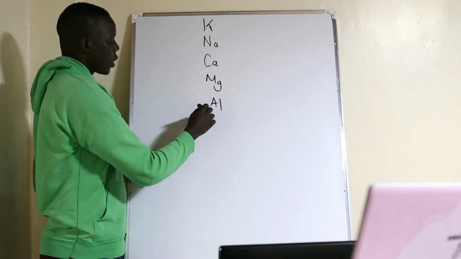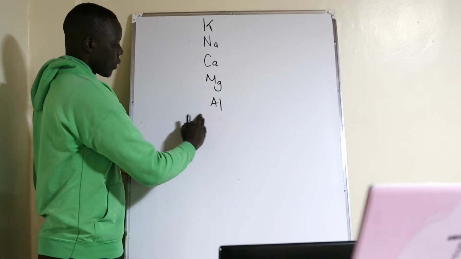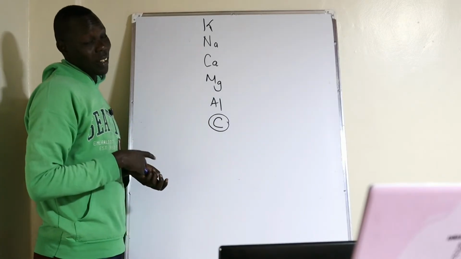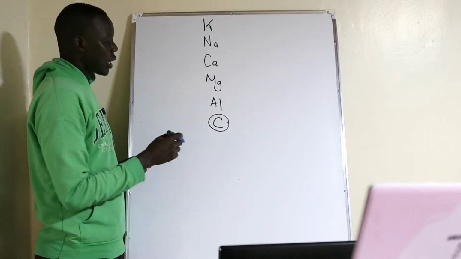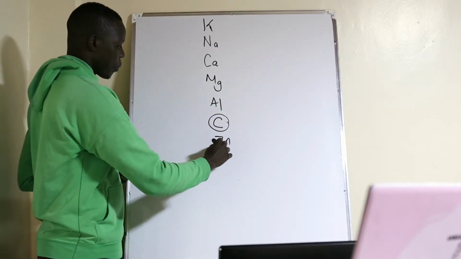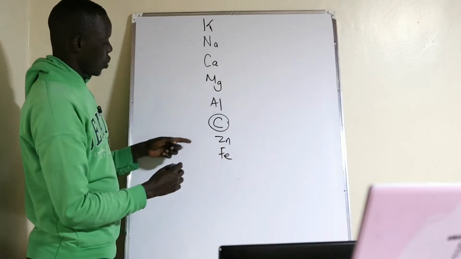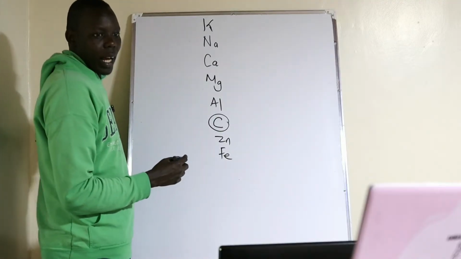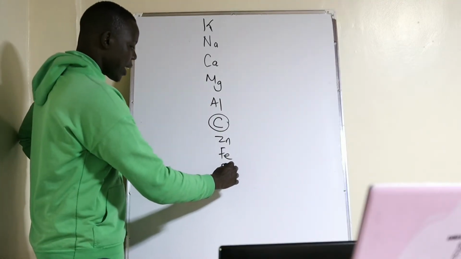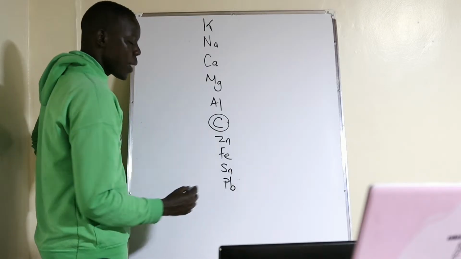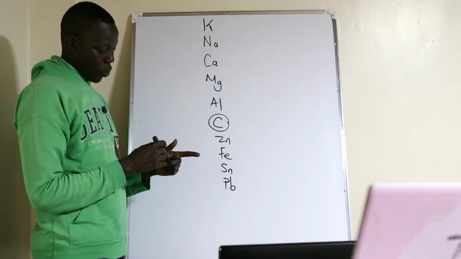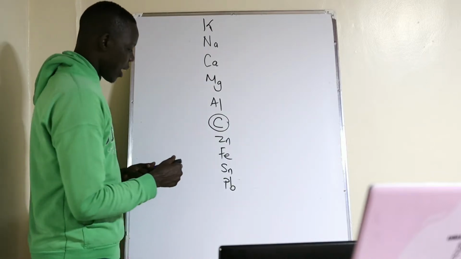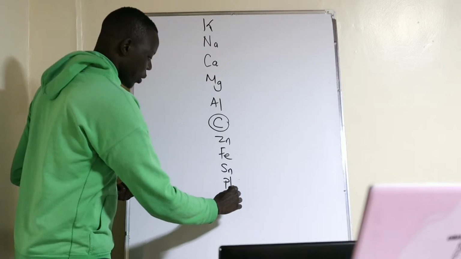Now, a non-metal comes in, which is carbon, which is now the interested element. Then we have zinc, iron. Now, carbon cannot reduce the ones above it. Then we have tin, Sn. Then we have lead, Pb. By the way, most of you don't come into contact with Sn. Sn is tin. Then here we have another non-metal, hydrogen.